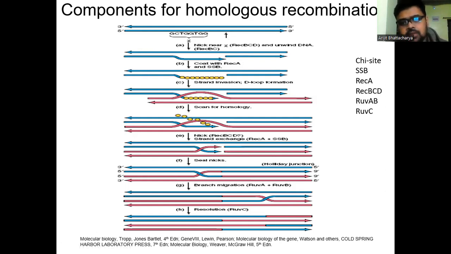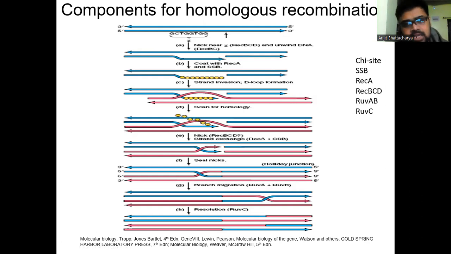Rec stands for recombination. It was observed that mutation in these sets of genes led to deficiency of recombination in some E. coli or some bacteria. That's why these are named Rec, and then B, C, D, three different gene products which are active in recognizing the chi site and inducing the nick. This nick is important as it generates the invading strand.